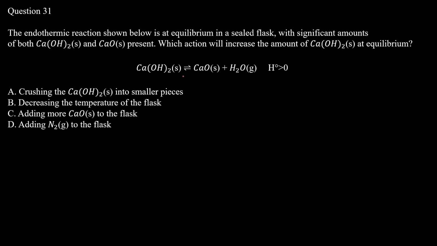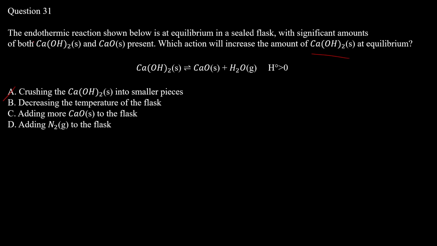All right. Let's go through our answer choices. A, crushing the calcium hydroxide into smaller pieces. That doesn't actually do anything. You're not changing any intrinsic property of any of the reactants. All that's happening is that when you crush it up, it's going to help the reaction go faster. So the system will reach equilibrium faster, but it's not going to increase the amount of calcium hydroxide at equilibrium, which is what we want. So A is wrong.